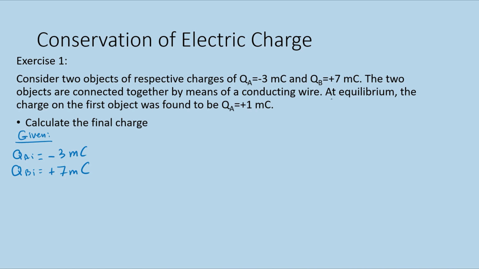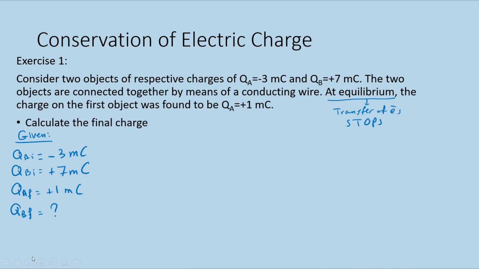At equilibrium, when we say equilibrium, then we're talking about the transfer of electrons stops. So no more transfer of electrons. The charge on the first object, which is A, was found to be +1 millicoulomb. So QA final is +1 millicoulomb. Calculate the final charge on the other one. So we have to find QB final. It's equal to how much?